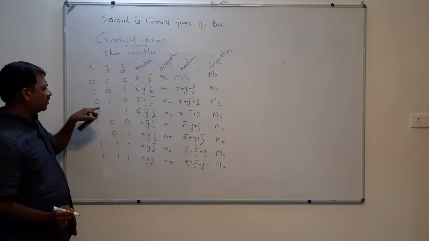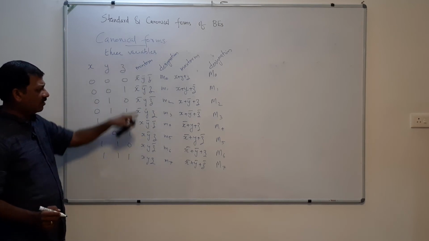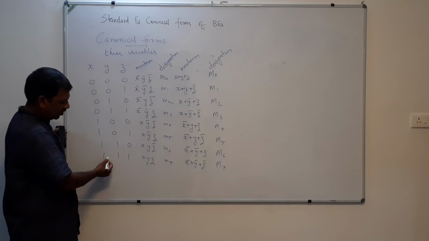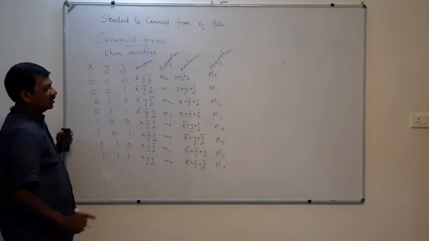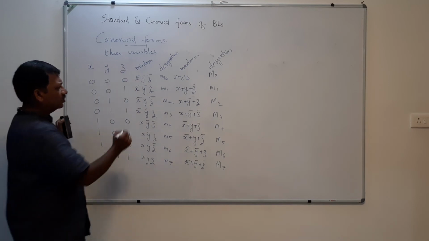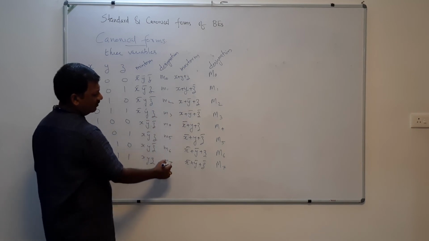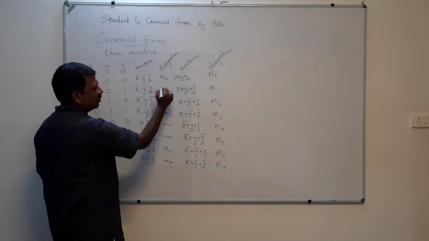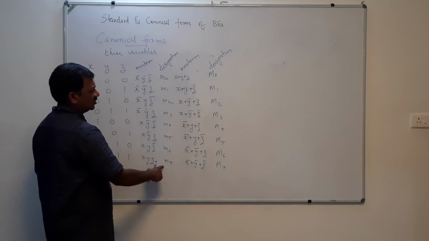For 0 1 0, that is x bar, y, z bar. And likewise we have filled it up. The last one is 1 1 1, which is x, y, z. So these are the min terms, represented by m0, m1, m2, m3, m4, m5, m6, and m7. These are the min terms, written with a small letter m.